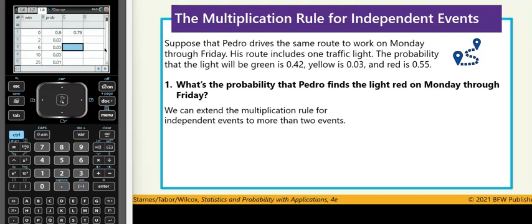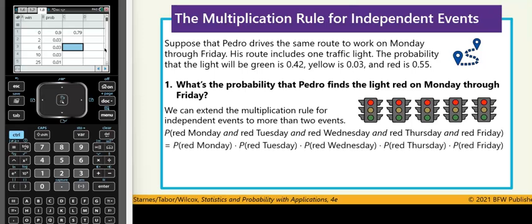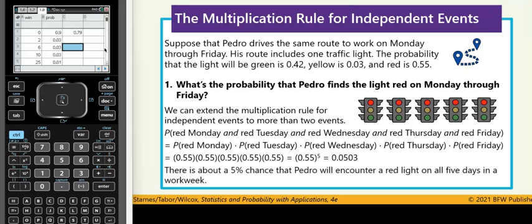The probability of a red light is 55% the first day, and 55% the second day, and 55% the third day. So you're going to multiply all those probabilities together. Because those are independent events, it's 0.55 times 0.55. If you want to do that 5 times, it's not 0.55 times 5, it's 0.55 to the 5th power, or 0.0503 is what that ends up being. There's about a 5% chance that Pedro will encounter a red light on all 5 days.